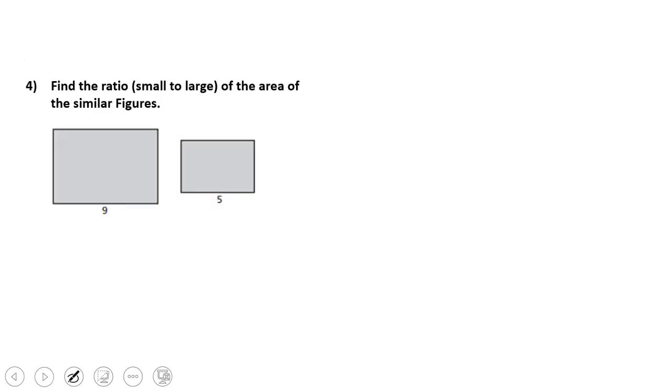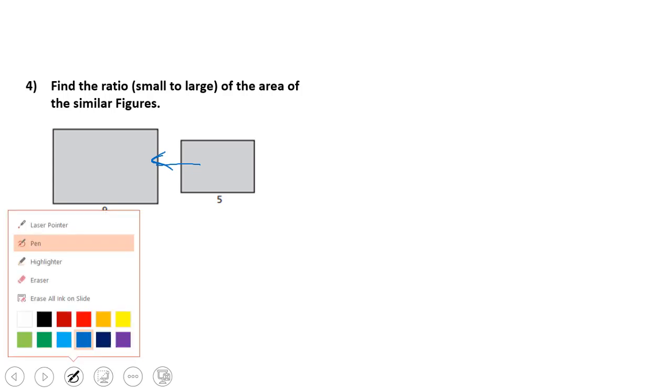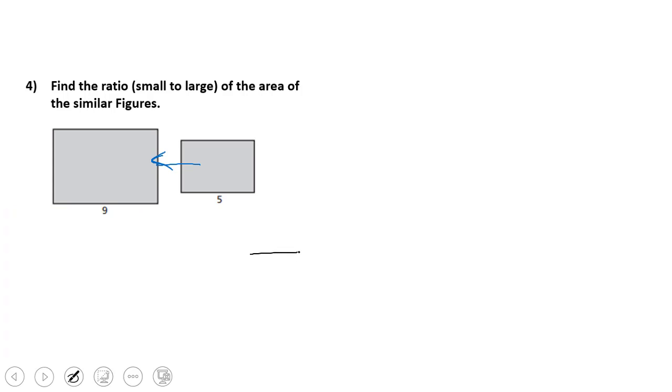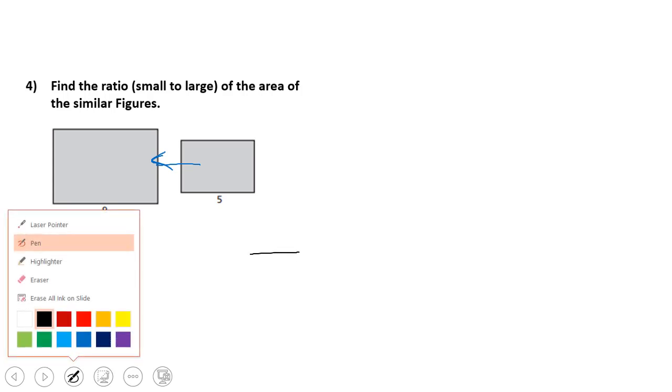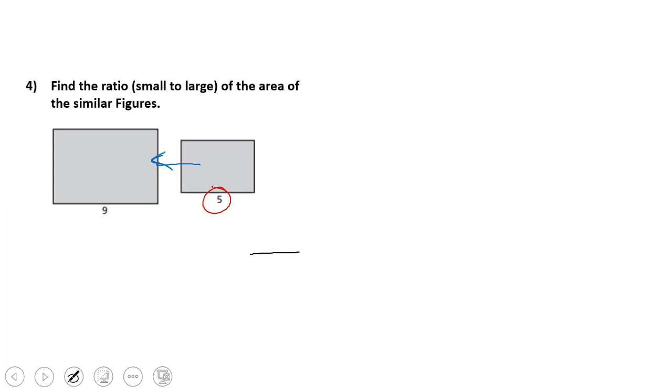Here in example 4, we're going to find the ratio of the small to the large of the area of the similar figures. So I like to draw my arrow in the direction of small to large. It makes no difference if our ratio is small to large or large to small. When we did our previous example, the red to the blue, that was the large one to the small one, so it is what it is. It always works out when you do things correctly. So I'm going to write my ratio right here, and I'm going to say 5 is my small one, so that one goes first, that one goes on top.